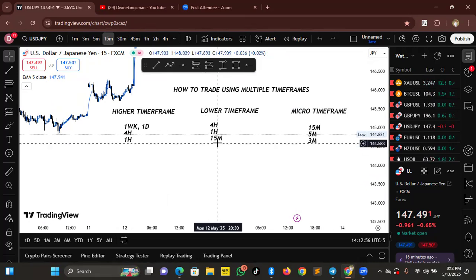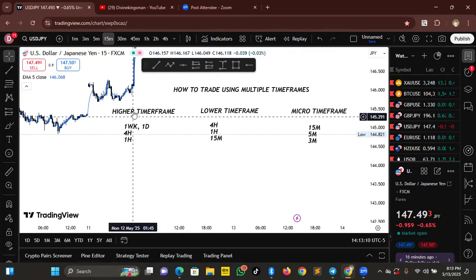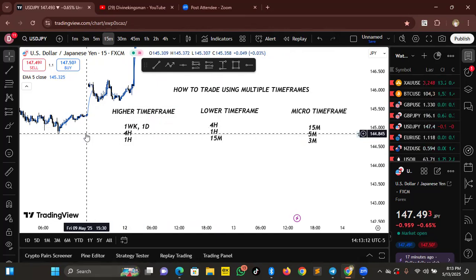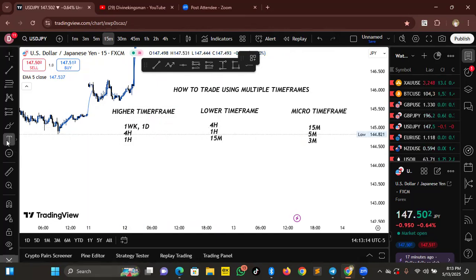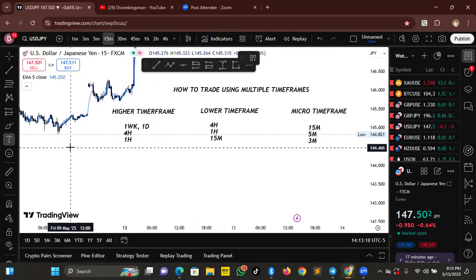Now, this can also be determined based on which kind of trader you are. But I'm still going to show you how I can trade using this multiple times, based on what I've taught you. So now I'm going to write something on the higher time frame. What we mostly use the higher time frame for, guys, please pay attention very well, is to look for the direction of the market.